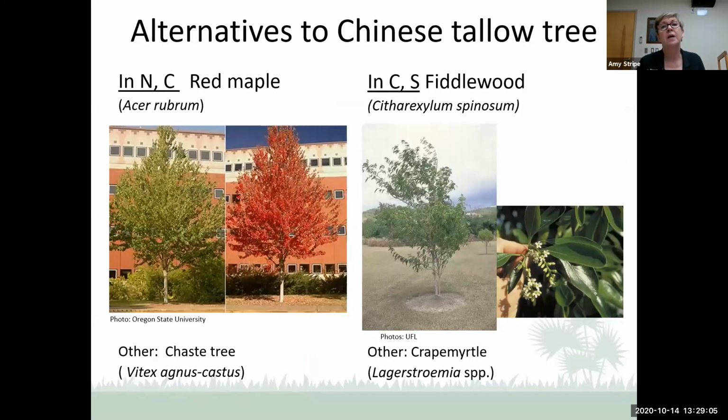So good alternatives. Again, in terms of North and Central Florida, a really pretty deciduous red maple, Acer rubrum, turns a beautiful red in the fall. So if you want that color in the fall that you get from your Chinese tallow, the red maple will get that for you. An alternative to a native for North and Central would be the chaste tree, Vitex agnus-castus. This is a multi-trunked tree or shrub, has a beautiful purple kind of flower spike on it, quite stunning. In Central and South Florida, I selected the fiddlewood.